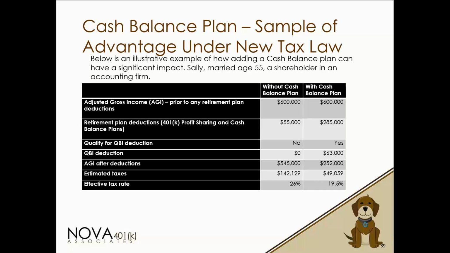You've just probably made a $250,000 deduction for the owners and saved them $100,000 in taxes. So pretty good deal.